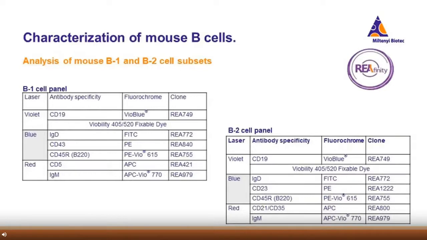Because of course we can use other samples than mouse, and for human, that's why we have this B1 panel, which consists of CD19 for the B cells, IgD for the memory and the naive B cells, CD43, CD45 receptor, then CD5 to look into the B1A and B1B cells, and also IgM. And then the B2 panel, so in the second tube, so to say, we have CD19, IgD, CD23, CD45, CD21/35, and also IgM, so slightly different than the B1 panel.